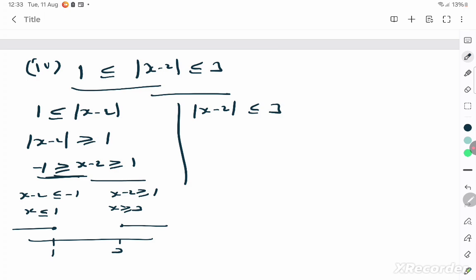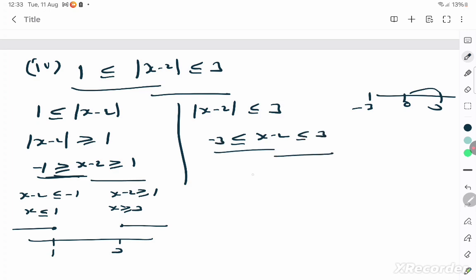So here again, I have it's lesser than or equal to 3. When something is lesser than or equal to 3, it will be till 0, so greater than or equal to minus 3. So x minus 2 will be greater than or equal to minus 3 and lesser than or equal to plus 3.